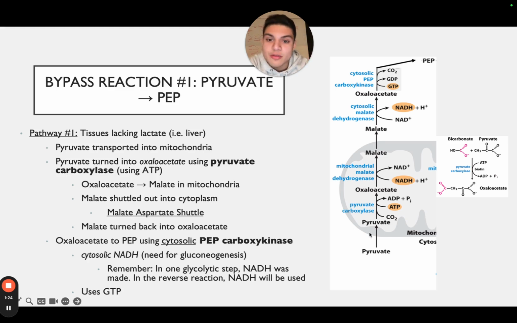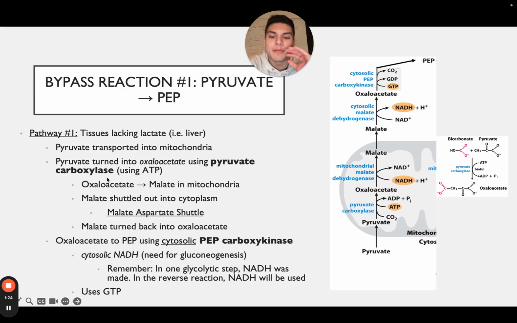So pyruvate is transported into the mitochondria. What is it transported through? The symport. Remember that pyruvate proton symport? That's exactly what brings it in. So pyruvate is turned into oxaloacetate using pyruvate carboxylase. This is a new enzyme, not in the Krebs cycle, and it's called pyruvate carboxylase.